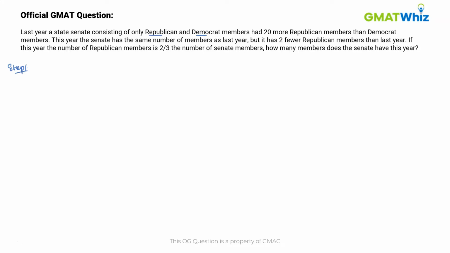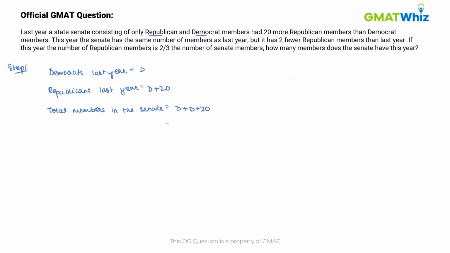So, if we assume the number of Democrats last year to be equal to D, then from this first statement, we can conclude that the number of Republicans last year will be equal to D plus 20. So, the total members in the Senate will be equal to D plus D plus 20, which gives us 2D plus 20. Now, this is all the information that we can get from the first statement of the question.